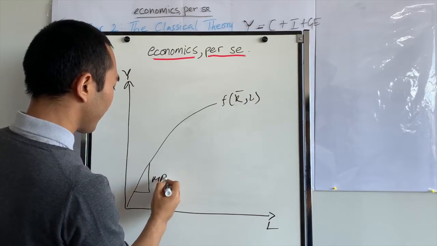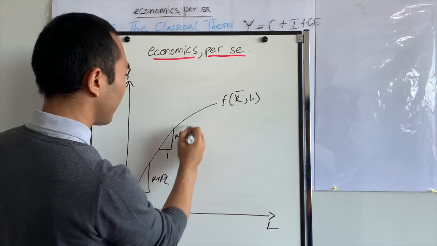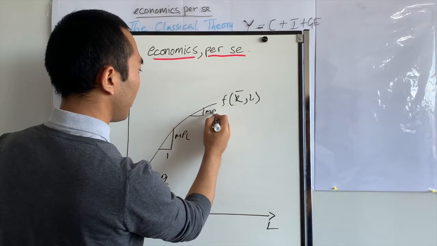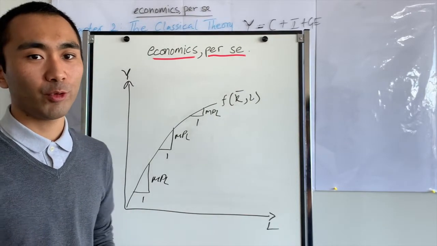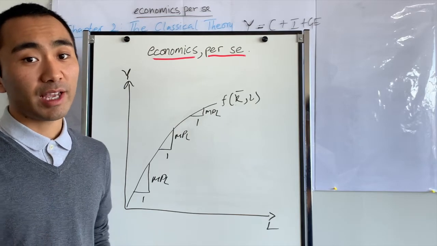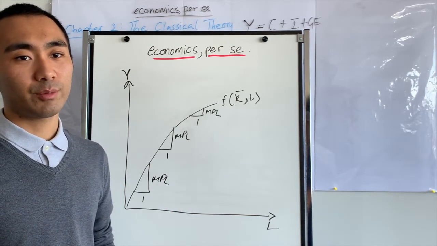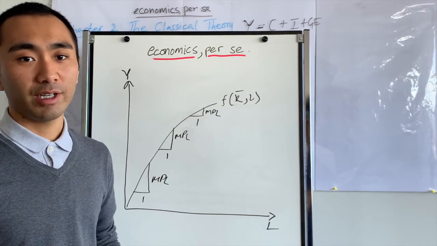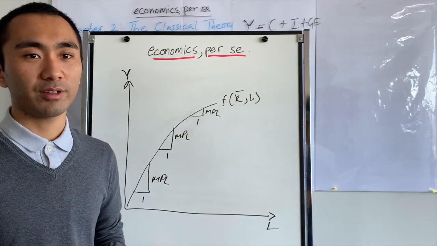Our MPL. Now this graph shows what would happen if we fix the amount of capital and varied the units of labor. We can see that the MPL is the slope of the production function. As the amount of labor increases, the production function becomes flatter, indicating diminishing marginal product. I'm sure you learned that in your Microeconomics class.